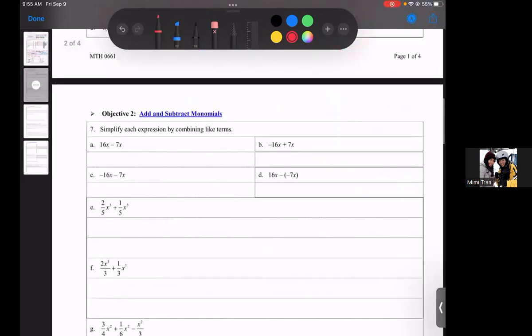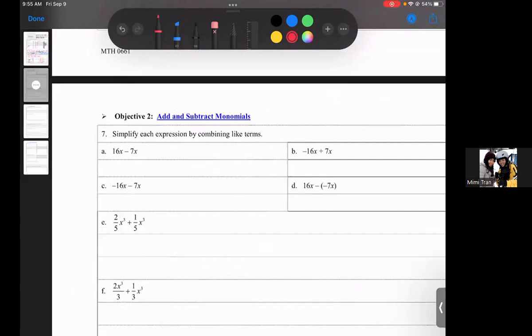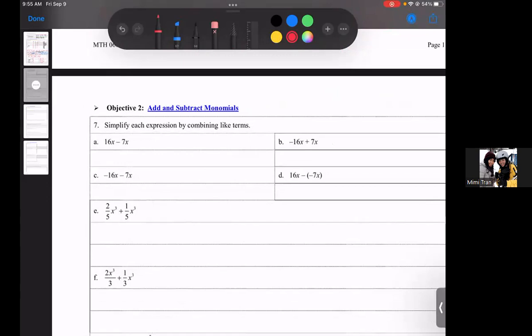Okay, objective 2. This is something you learned in high school, I believe. Adding or subtracting monomials. First, we're going to learn how to simplify by combining like terms. If I give you 2x plus 3x, that equals 5x. Why is it 5x? Because they are like terms, right? All you do is combine the coefficients. When are terms defined to be like terms? When they have the same variables attached to the coefficient. This is not like terms. You don't have to write these down.